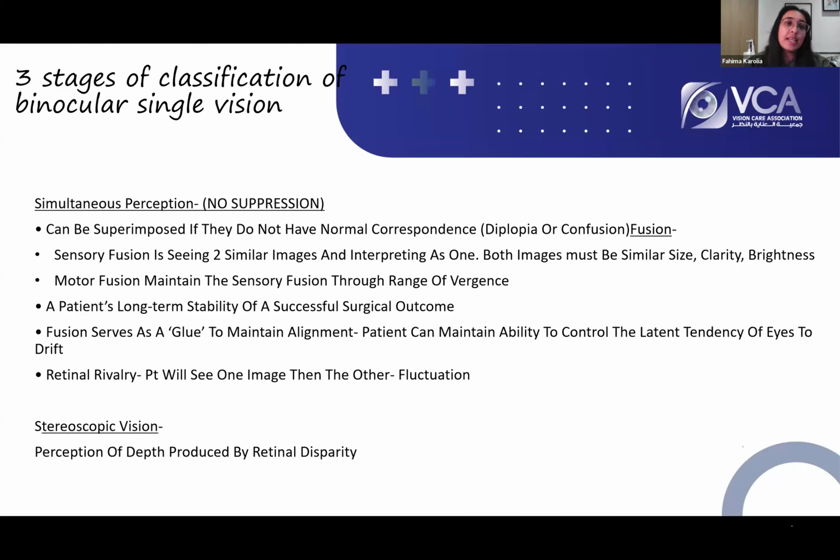Okay. Second thing is sensory fusion. Sensory fusion is when we see 2 similar images and we interpret them as one. So we've ticked off simultaneous perception. We've got the first stage. Number 2 is we're seeing 2 similar images and we're only interpreting it as one, as that third eye. What do we mean by 2 similar images?